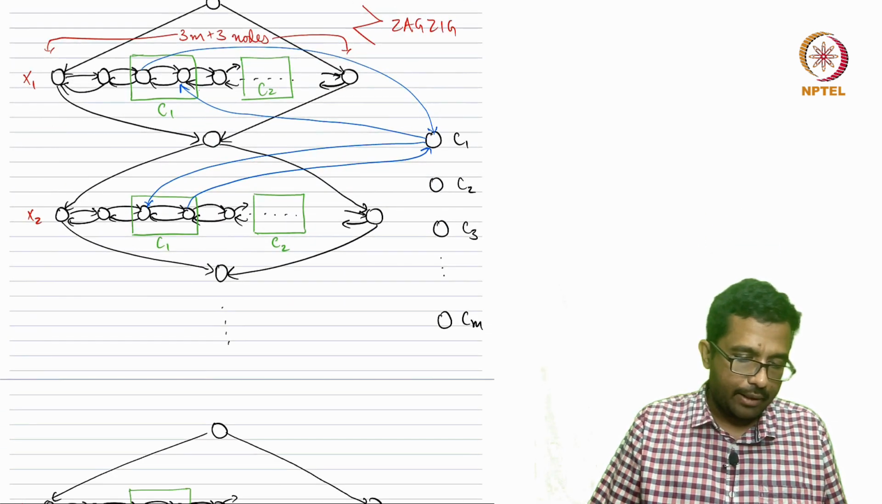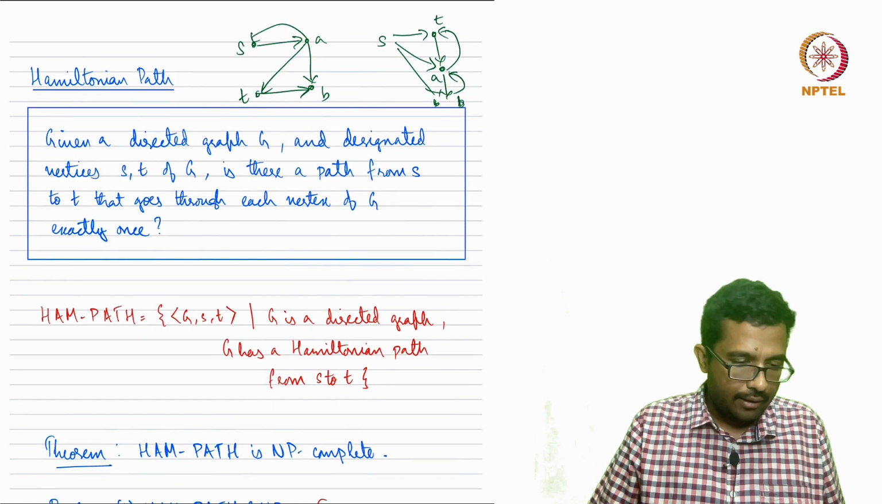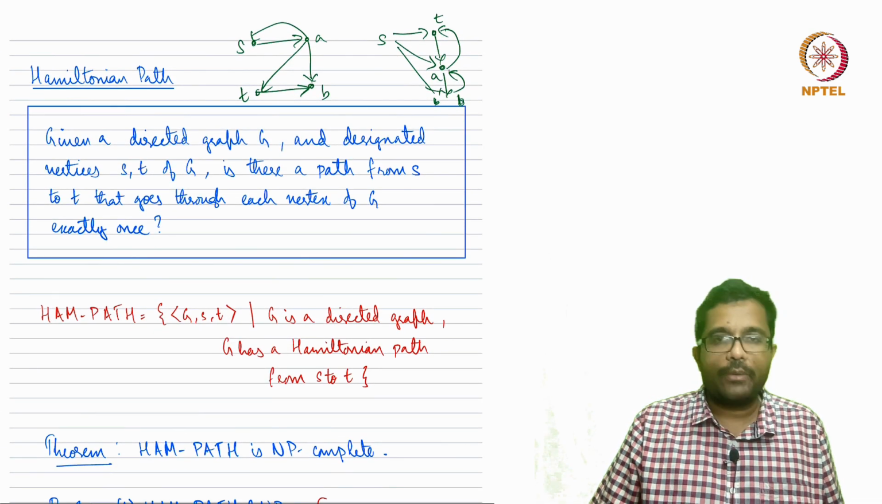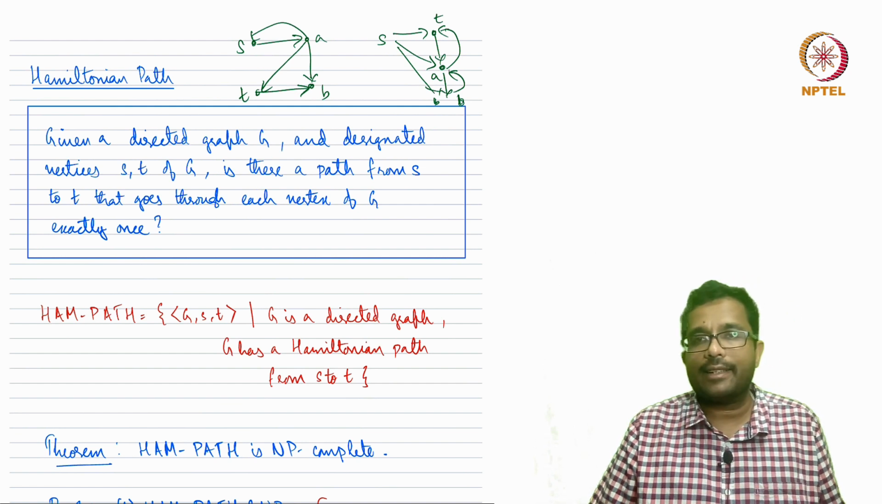So that's it for lecture number 53, where we saw that Hamiltonian path is NP complete, where we reduce from 3-SAT by using this big reduction with interesting gadgets. And that's all from lecture number 53. Next lecture we will see yet another NP complete problem.